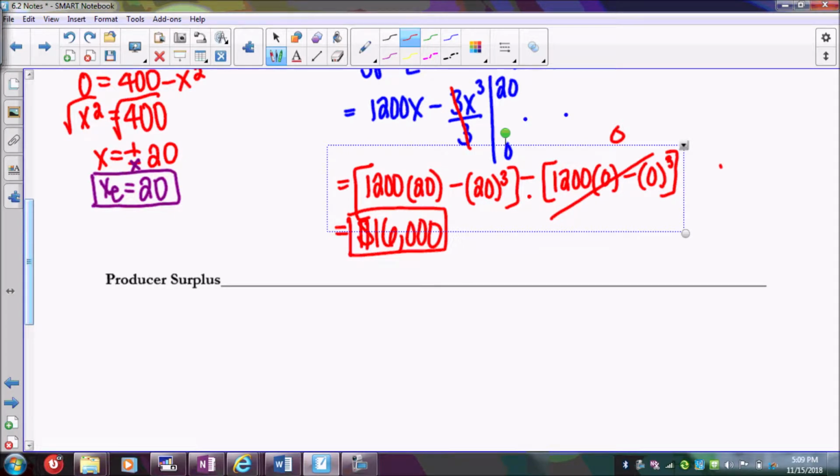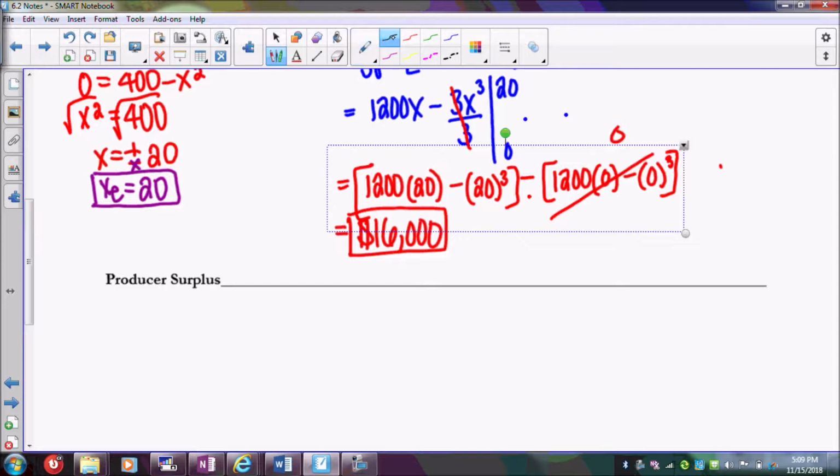Let's go ahead and look at the producer surplus. So this is benefiting the producer now. Producer surplus is the difference between the total amount the consumers actually spend for something and the total amount that the producers were willing to accept. So it's the extra money that the producers are getting from the consumer. So consumers are spending more than what the producers were willing to accept for the item.